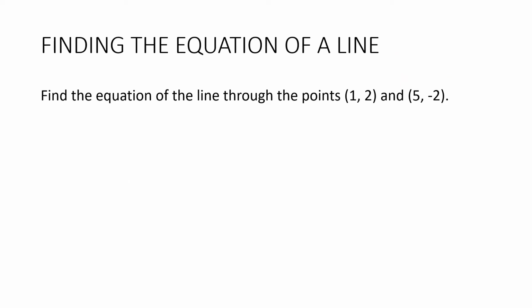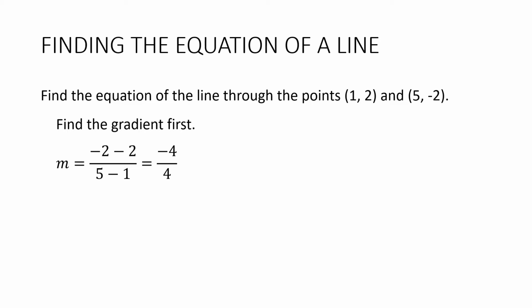Here's another example, but this time we've been given 2 points and no gradient. So we're actually just going to have to find the gradient first. Here's our formula. And substituting in, I get -2 take away 2 all over 5 take away 1, which gives us -4 over 4, which is -1.